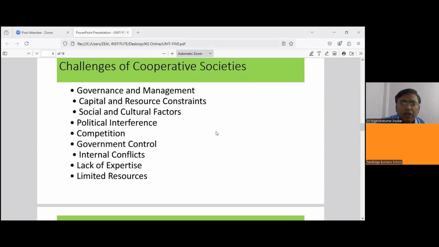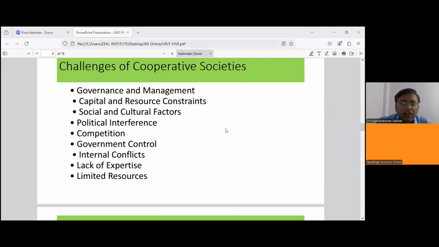Another challenge is capital and resource constraints. Initially they start with fewer resources. I can give the example of Amul Doodh. On the first day they had just 70 kg of milk collection, and now they collect 10,000 liters of milk per day. This means that when the cooperative movement is at an initial stage, the size and quantum are very small, and over a period of time the quantum is enhanced.